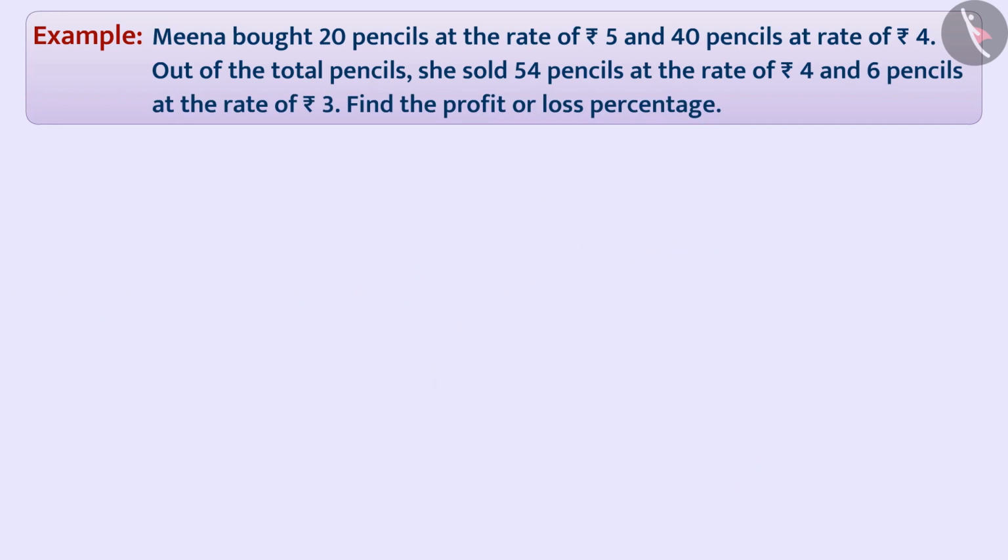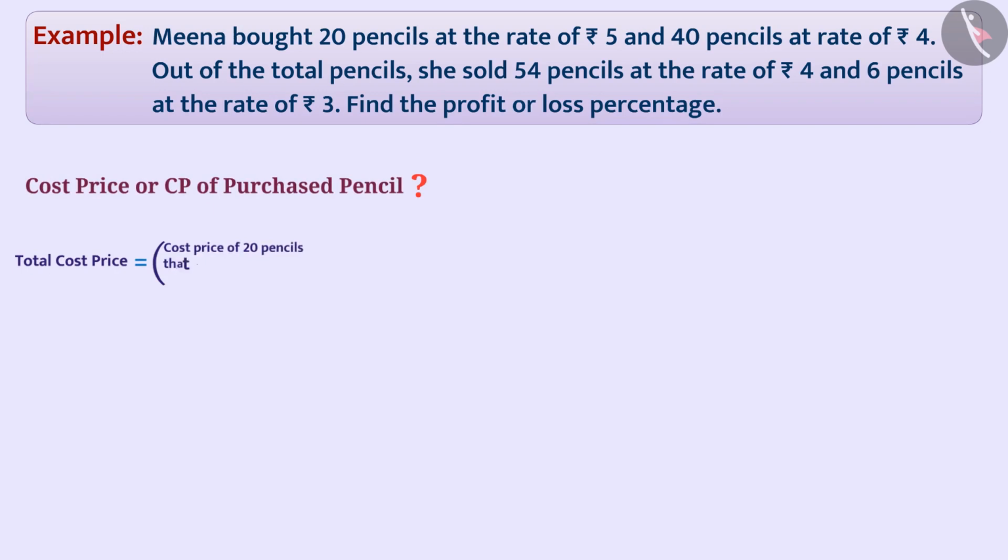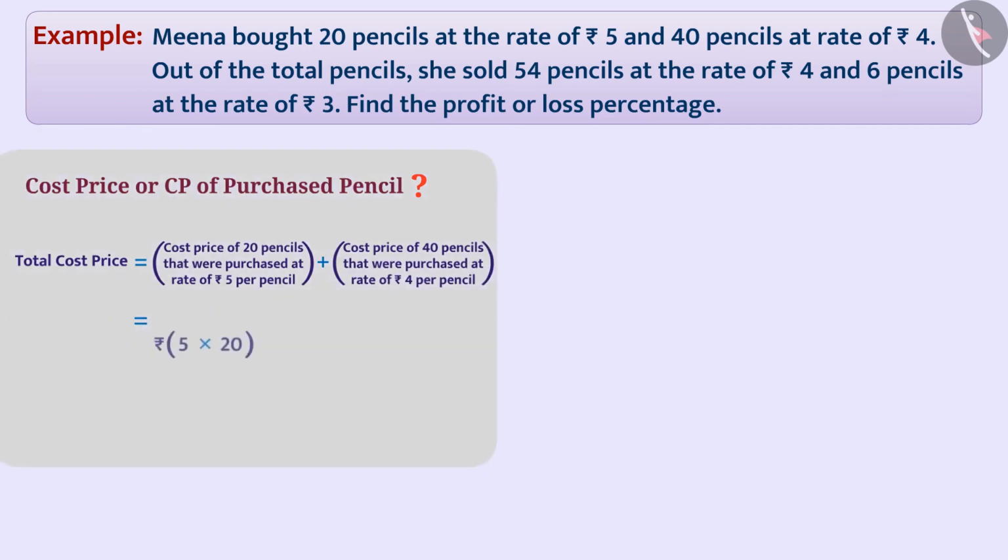First of all, we have to find the cost price or CP of all the pencils purchased. The total cost price is equal to the cost price of 20 pencils that were purchased at the rate of 5 rupees per pencil plus the cost price of 40 pencils that were purchased at the rate of 4 rupees per pencil, which is equal to rupees 5 multiplied by 20 plus rupees 4 multiplied by 40, which is equal to 100 rupees plus 160 rupees is equal to 260 rupees.